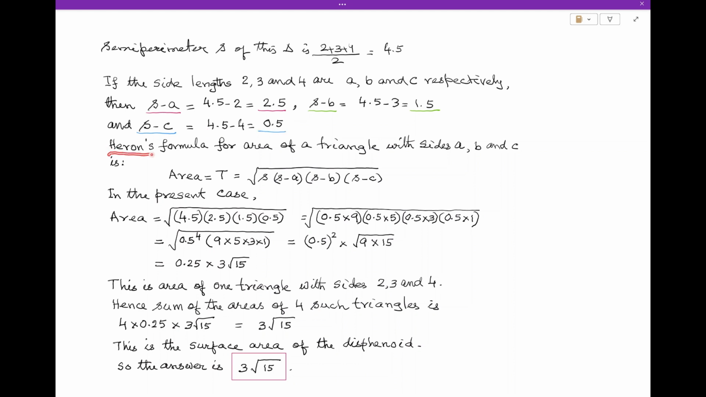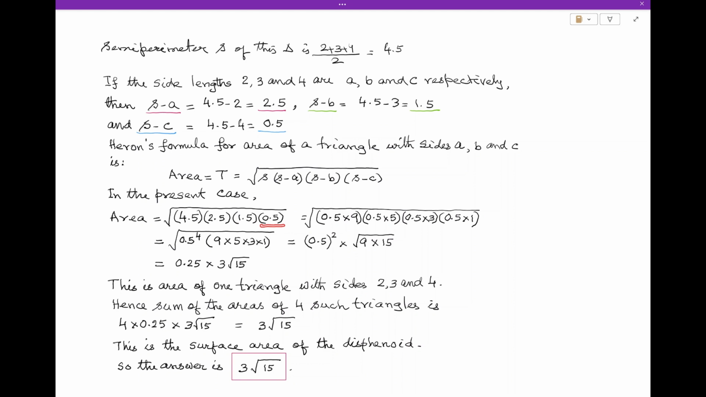Now Heron's formula for the area of a triangle with sides A, B and C is given by area, that is T, equal to the square root of S multiplied by S minus A multiplied by S minus B multiplied by S minus C. In the present case, since we have found S, S minus A, S minus B and S minus C already, we just put in those values to get the square root of 4.5 multiplied by 2.5 multiplied by 1.5 multiplied by 0.5.